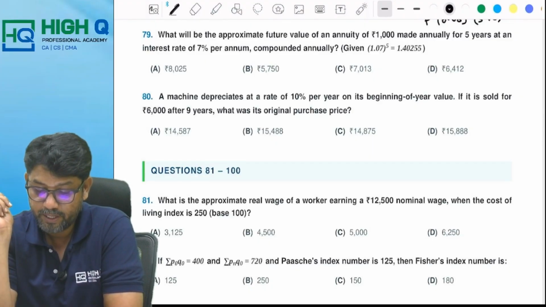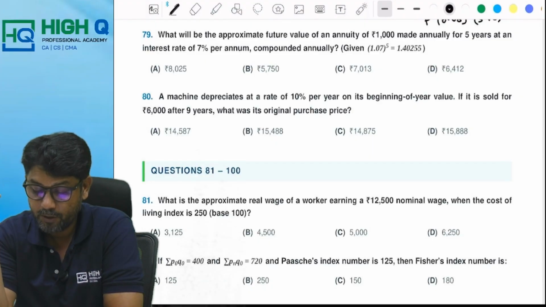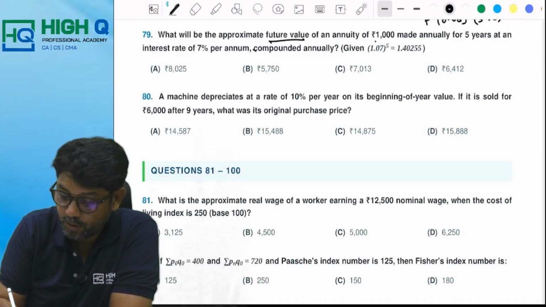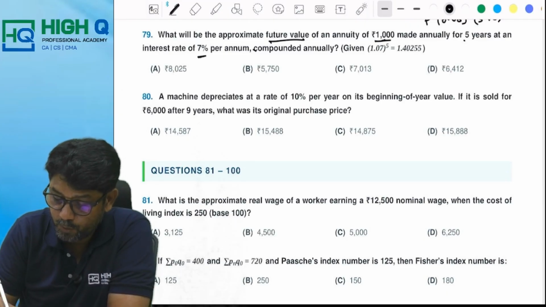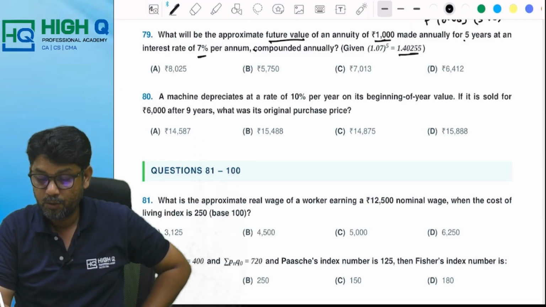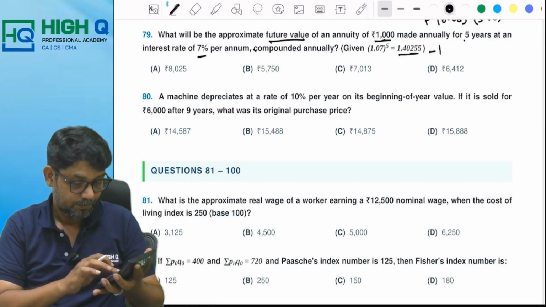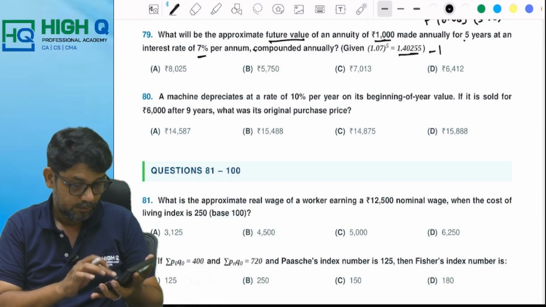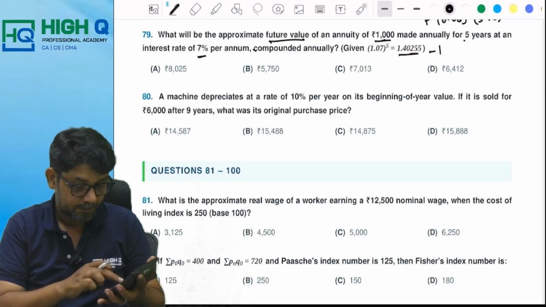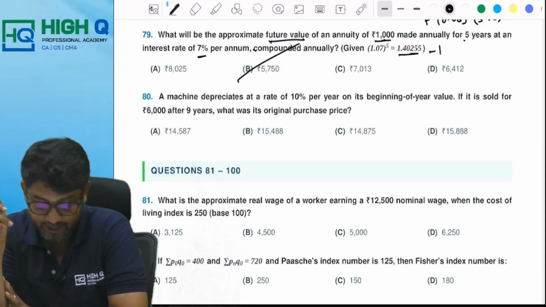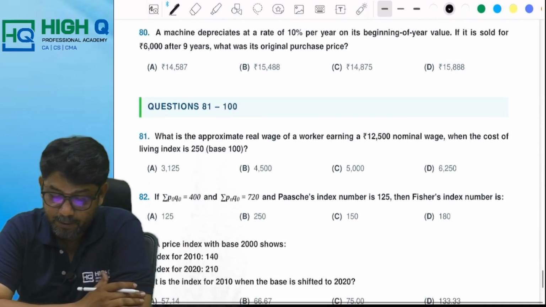That's it. Now, what will be the approximate future value of an annuity of 1,000 rupees made annually for 5 years at an interest rate of 7% per annum compounded annually? They ask you to find the future value, 1,000 rupees made annually. This is my annuity amount for 5 years. 7%. Simply, this value is given, right? 1.40255. You subtract 1, which is 0.40255, into 1,000 divided by 7%. We get 5750.71, which is approximately equal to 5750.